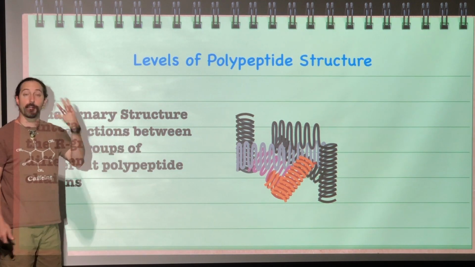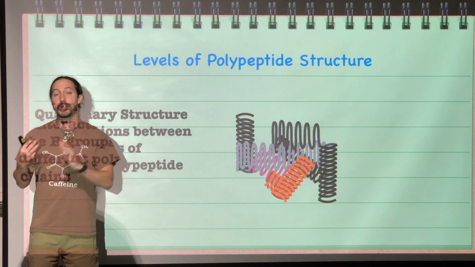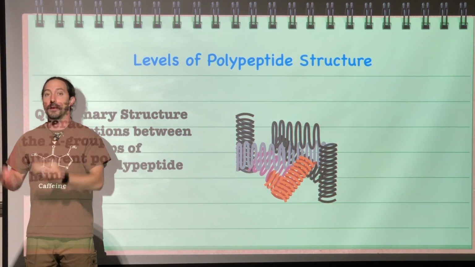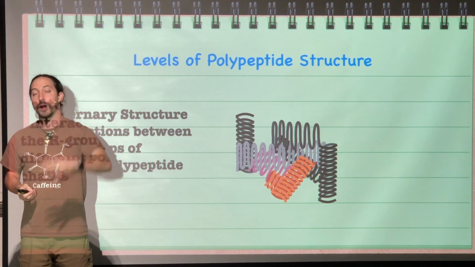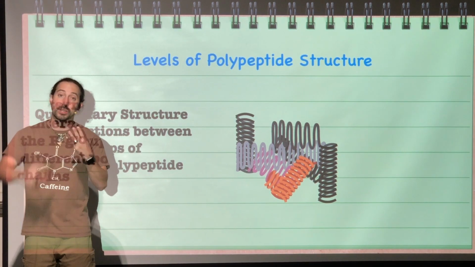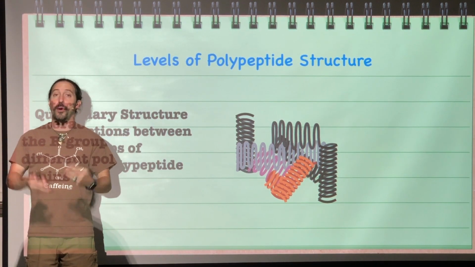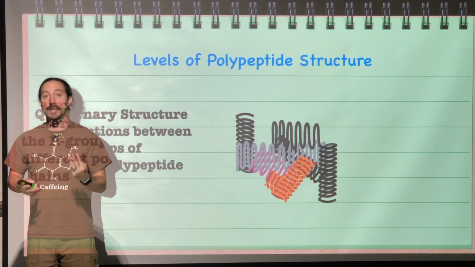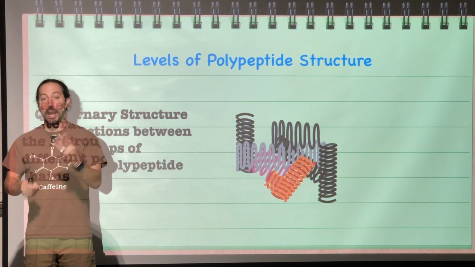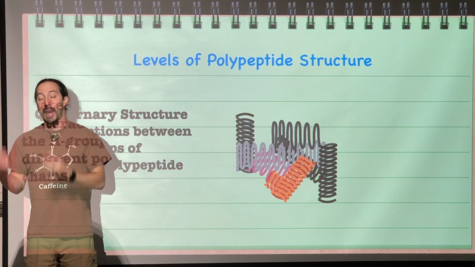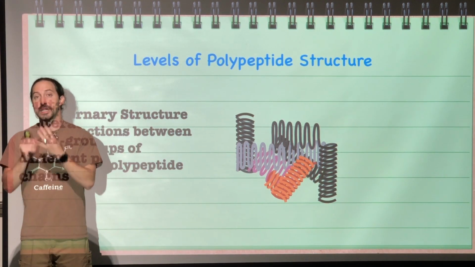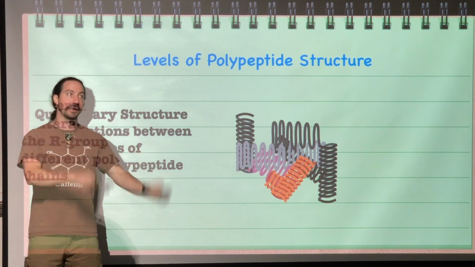And those are the 4 different levels of structure that you can find with polypeptides. You can have primary, secondary, tertiary, and quaternary structure. The first 3 always exist. Even if you only have a few amino acids in line, they will have primary, secondary, and tertiary structure. But to have quaternary structure, you must have multiple polypeptides interacting.